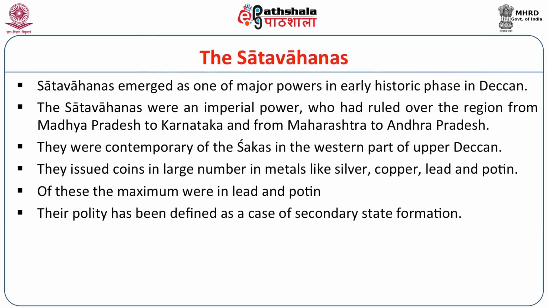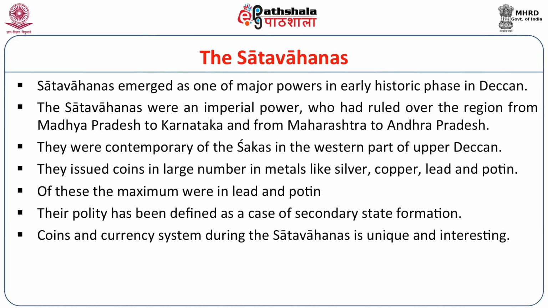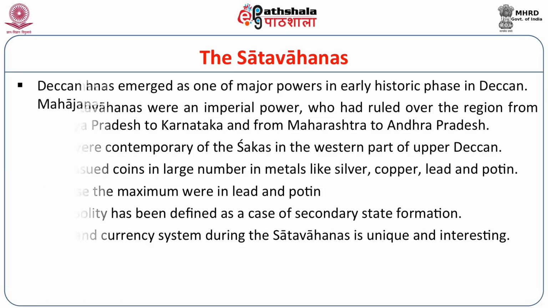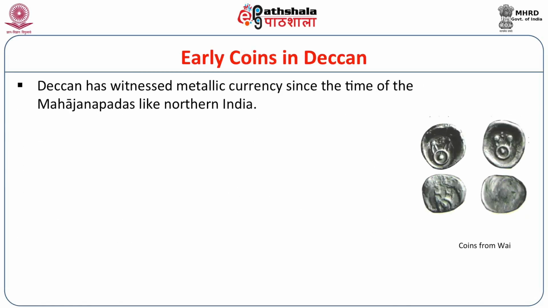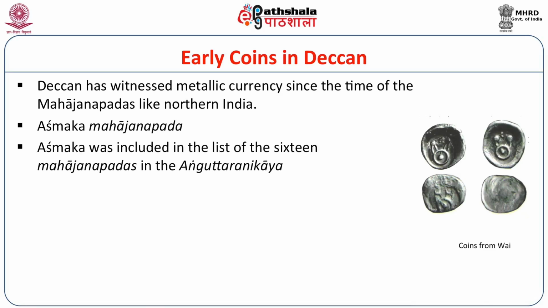The Satavahana polity has been designated or defined as a case of secondary state formation. Coins and currency system in Deccan during the realm of the Satavahanas is quite unique and interesting. Deccan had witnessed metallic currency since the times of the Mahajanapadas, that is in northern India. We find the 16 Mahajanapadas from 6th century BCE onwards, and out of these 16 Mahajanapadas we have the Asmaka Mahajanapada, which was issuing coins, and this was within the list of the 16 Janapadas.